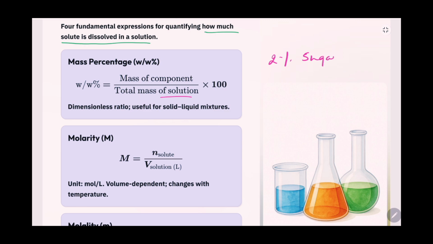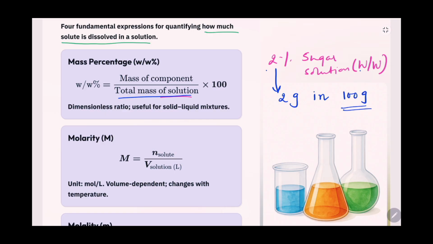sugar solution. So what does this mean? By weight, W by W, we are going to mention in the bracket W by W, which means weight by weight, or sometimes M by M, that is mass by mass. Percent, which means how much of sugar you have taken. You have taken 2 grams of sugar in how much of solution? In 100 grams of solution.